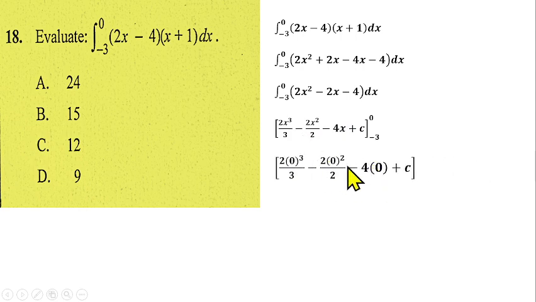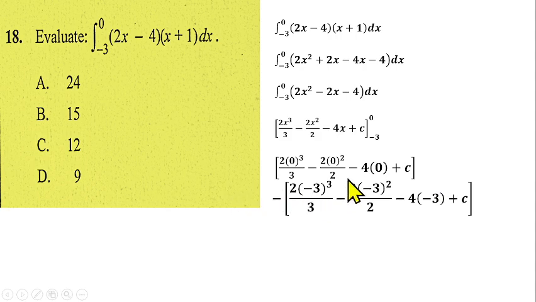Then when you have substituted 0, then minus, put minus 3, you have this as well. So everything here will give us 0, then plus c. So you have 0 plus c in this bracket, minus, here you have minus 3 cubed, that will give us minus 27 over 3, that gives us minus 9. So minus 9 times 2 gives minus 18. So you have minus 3 squared, that gives us 9 over 2, the 2 will cancel, so you have minus 9 there. Then minus 4 times minus 3 gives us plus 12.